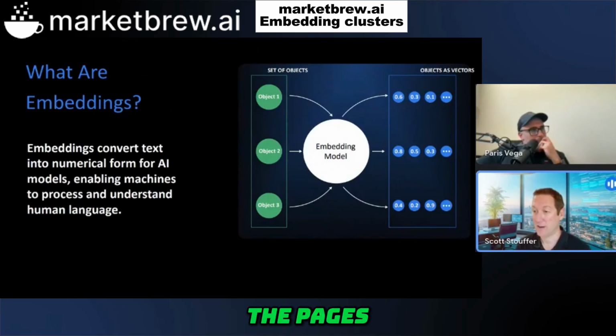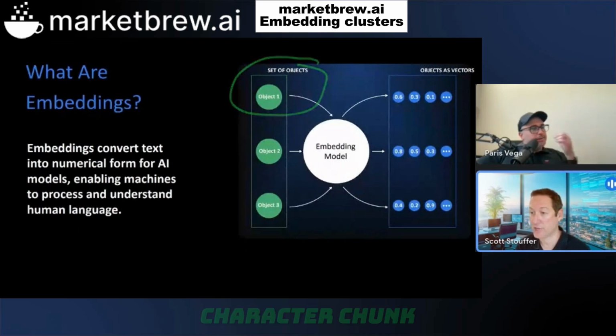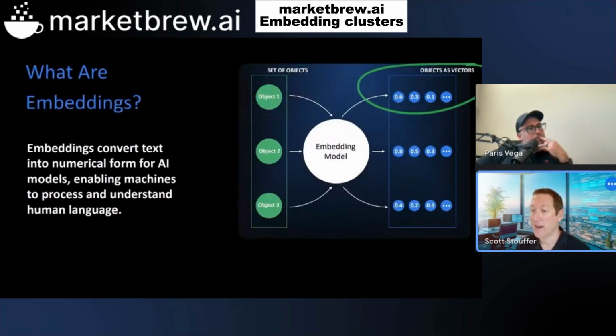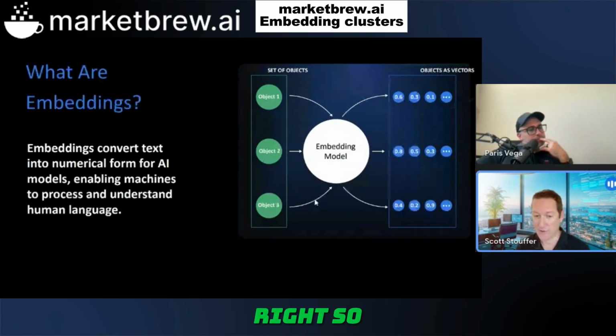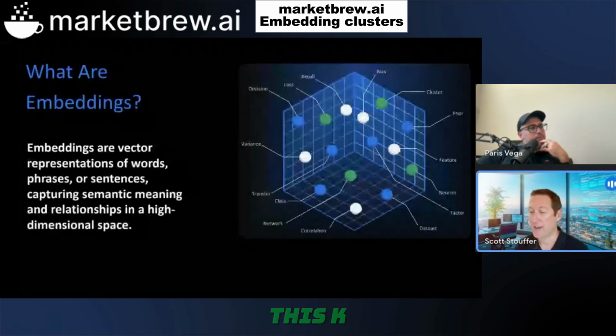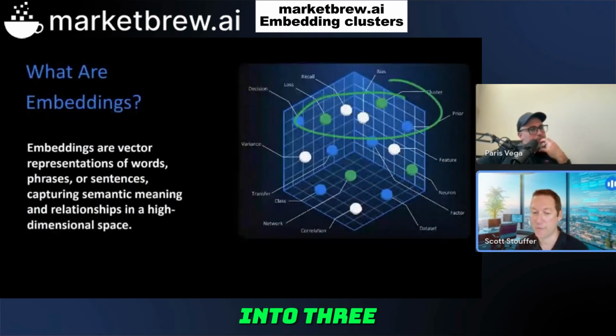So the page's embedding cluster comes from embeddings, right? We're converting each 700-character chunk of content into a vector. And then we have all these points in space, right? So there's a bunch of these. And we do this k-means calculation to say, group them into 3 groups, right?